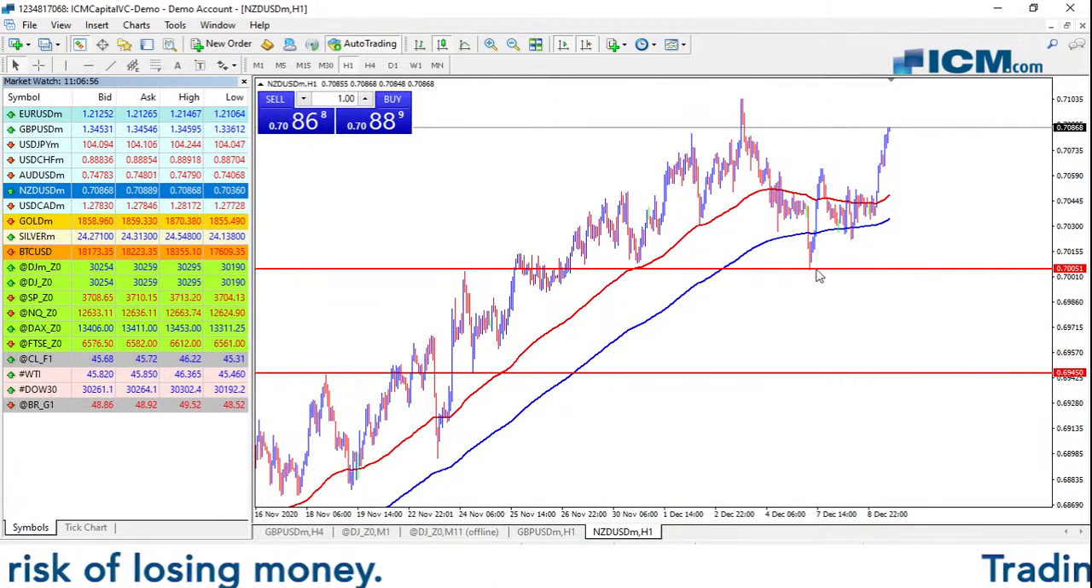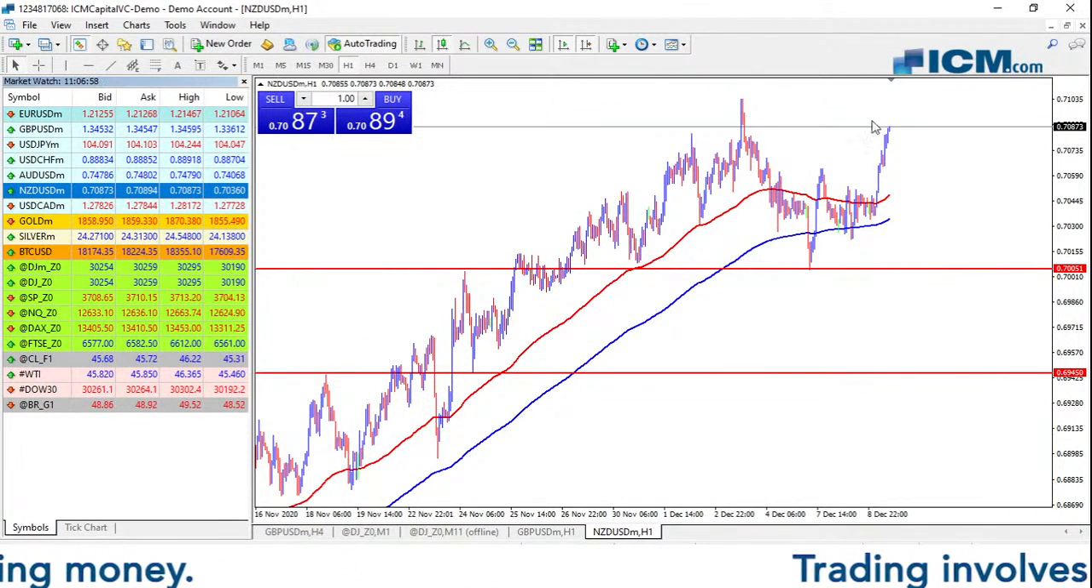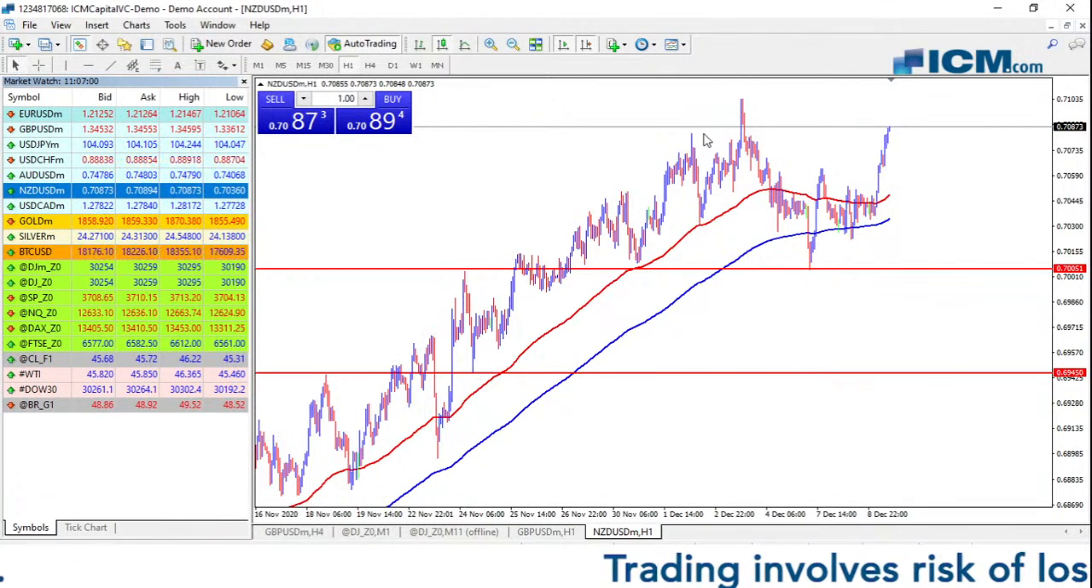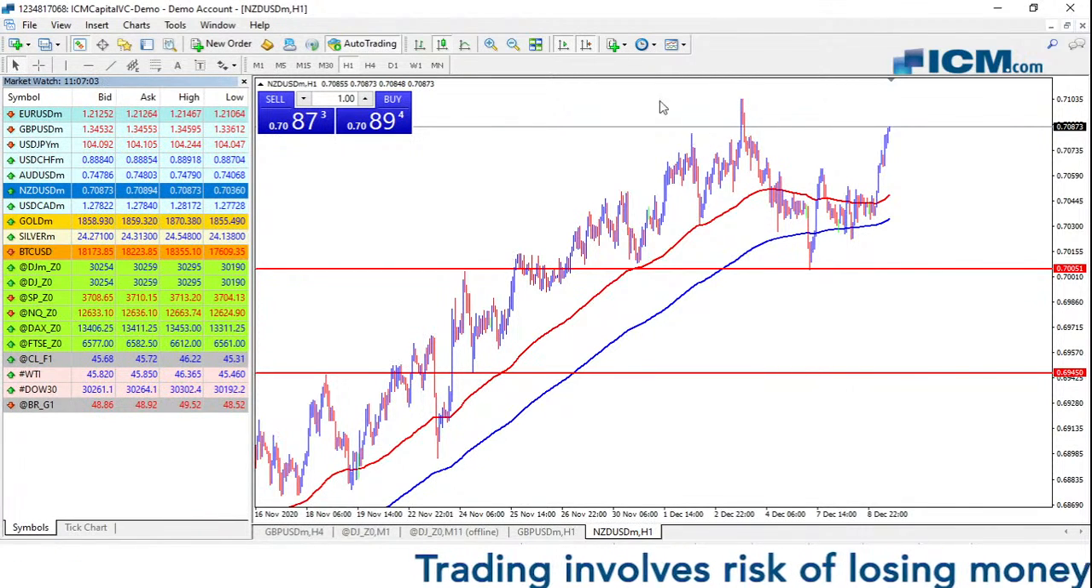The New Zealand dollar against the United States dollar, following this pullback, we had a rally to the upside. We're almost trading near the previous top ahead of the 71 level.